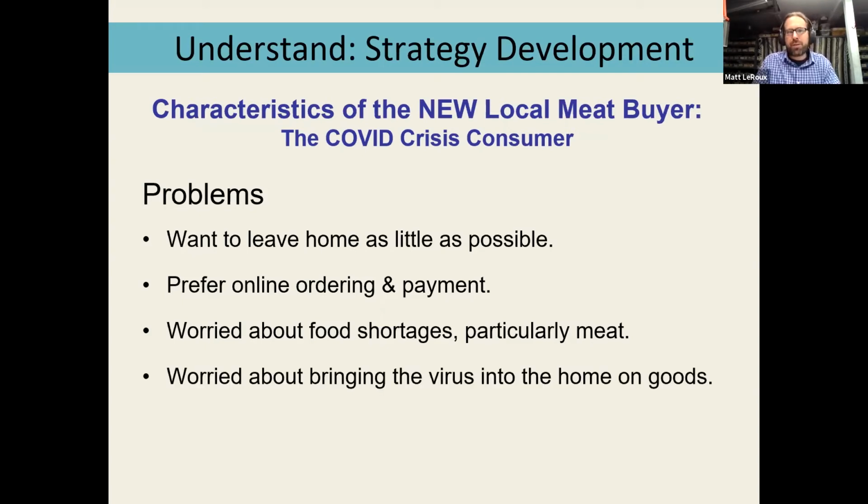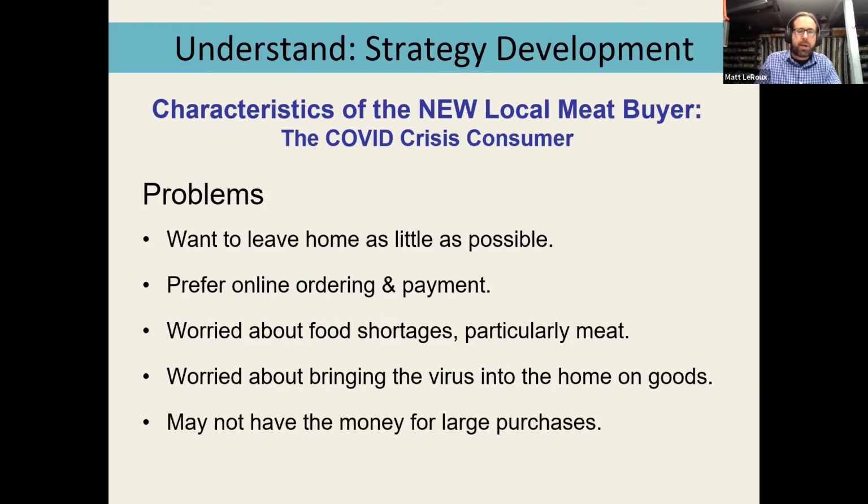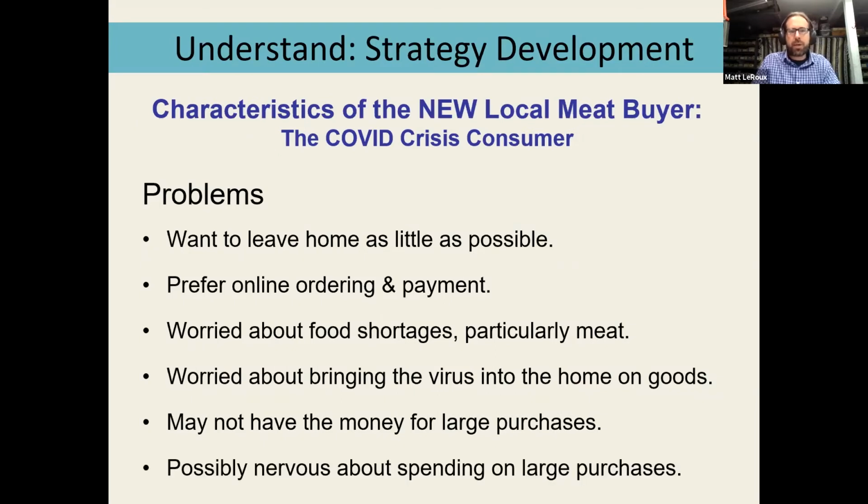They're worried about bringing the virus into the home on their goods. So what that reflects really is the length of the supply chain. So they're interested in buying from a shorter supply chain. They may not have the money for large purchases. There are still a lot of folks that are out of work as a result of this. And those that do have money may be looking at the state of the economy, what's going to happen next, and feeling nervous about making a large spend.